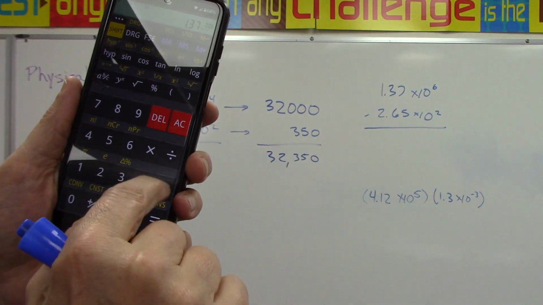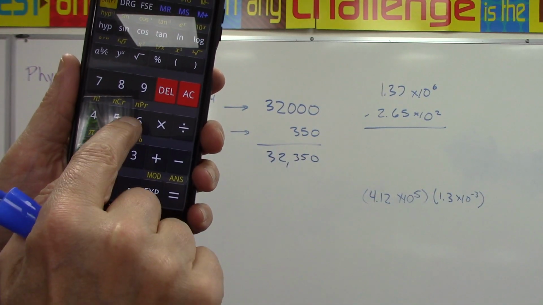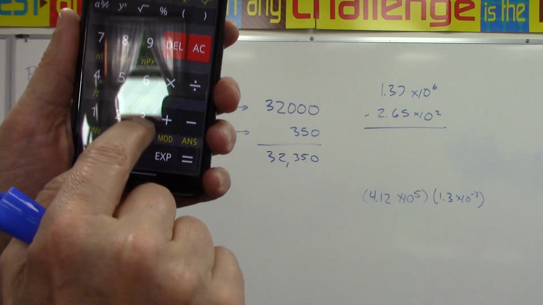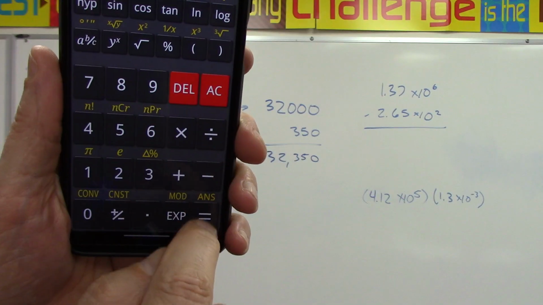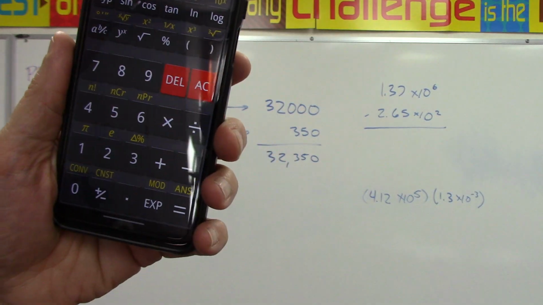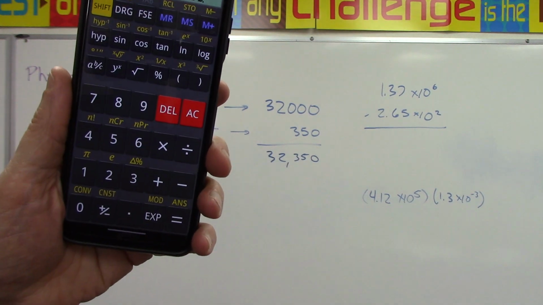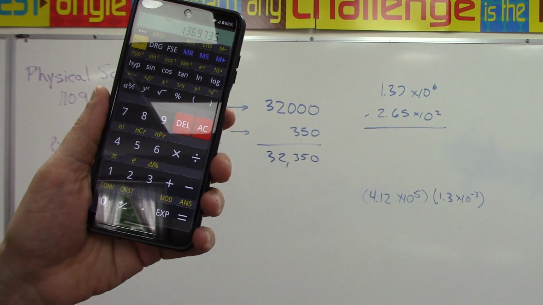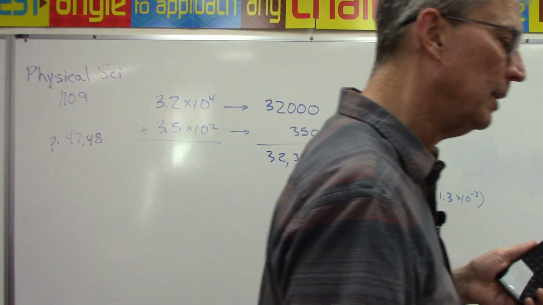Then I'm going to take that and subtract 2.65, hit the EXP key, and then hit the 2, which makes it to the 2nd power. And then when you hit equals, it carries that number out to be a fairly large number. 1,369,735. Okay?